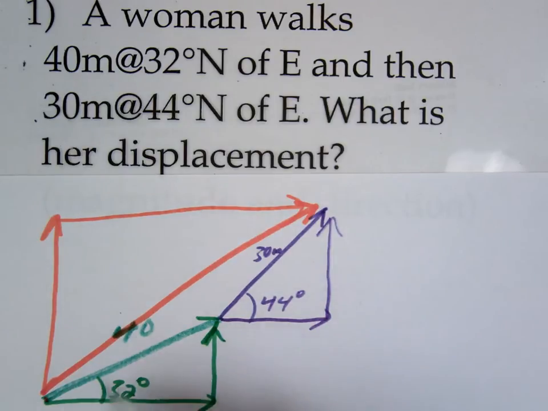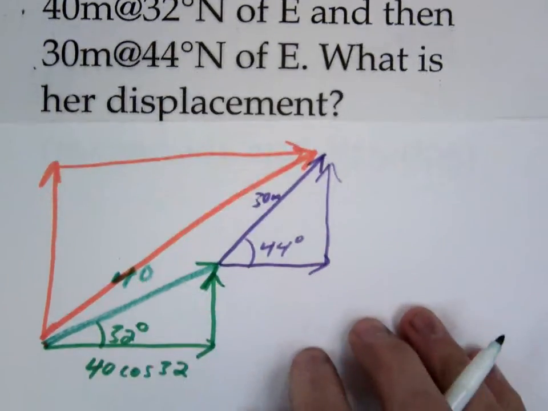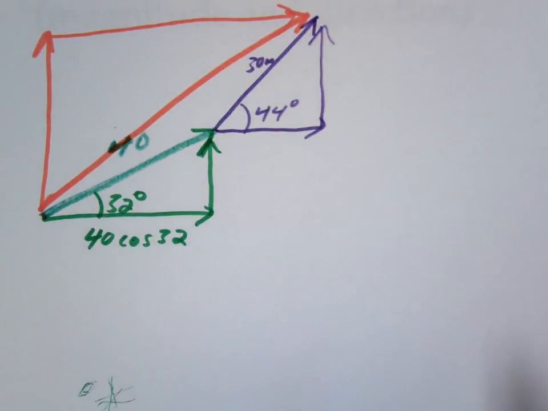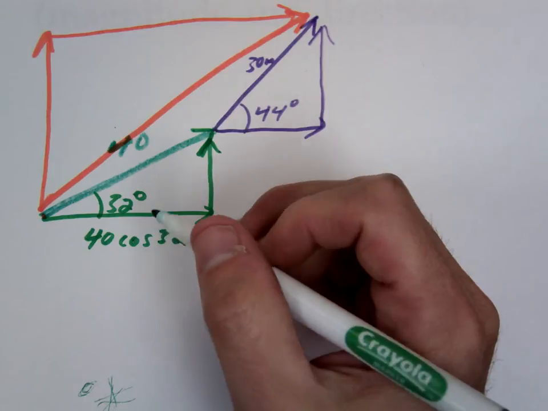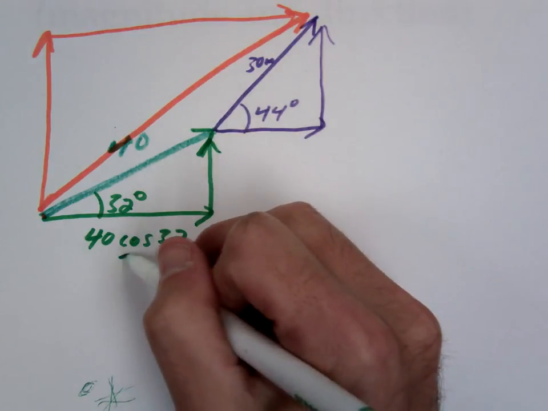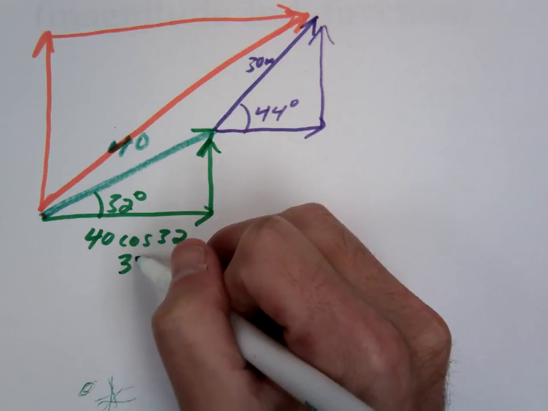Okay, so let's do this first one. This is the adjacent side. What's the shortcut for the adjacent side? Cosine or sine? Cosine. So this is going to be 40 cosine 32. Someone know the number for that? 33.37.